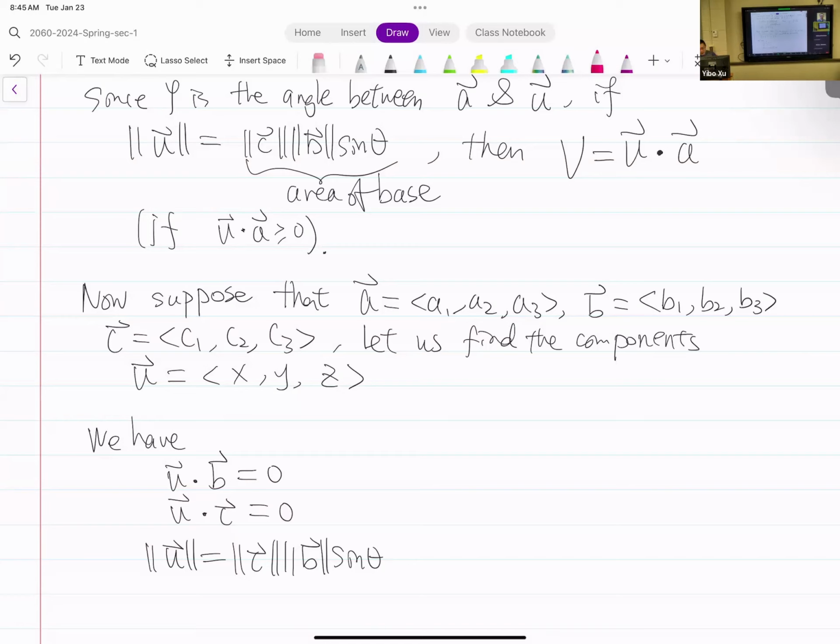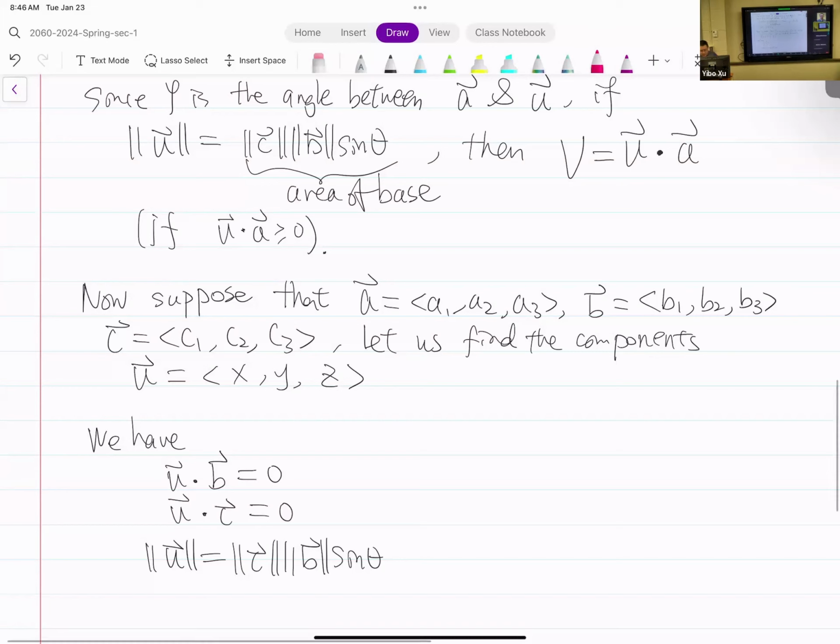So basically, we are relating the vector u as the vector that's perpendicular to b and c that we start with, and at the same time, the magnitude has to be the area of the parallelogram formed by b and c. And so essentially, we will get to the equation that we started with at the beginning of the section.